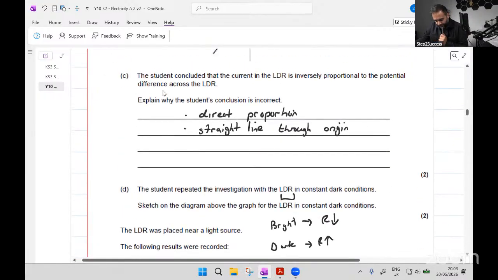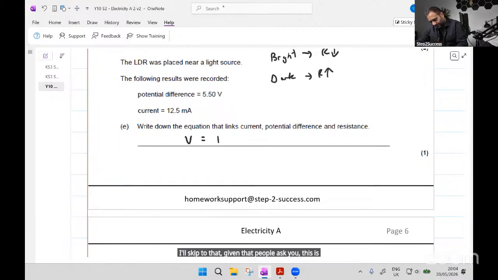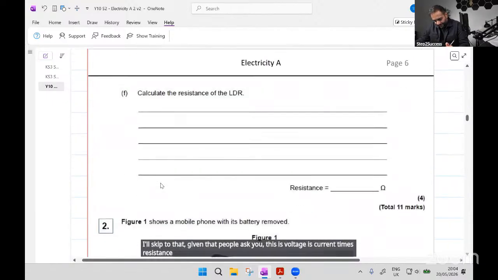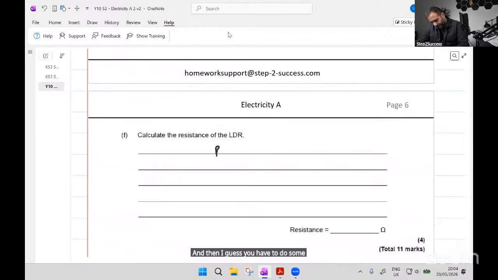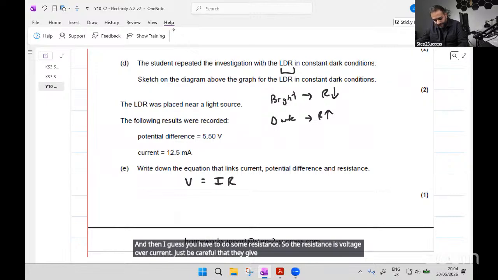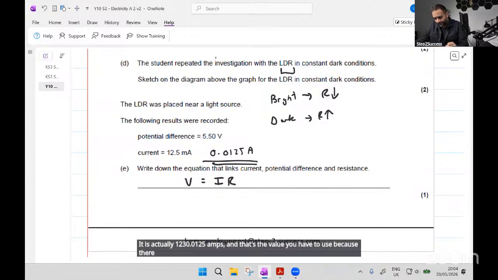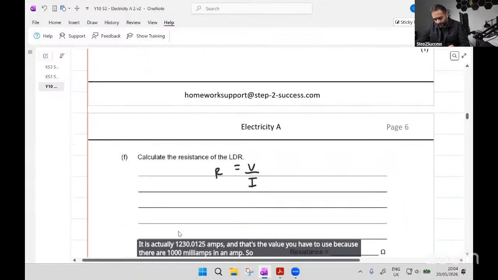4B and all the at the end. Right, I'll skip to that, given that people ask. Voltage is current times resistance. And then you have to do some resistance, so the resistance is voltage over current. Just be careful that they give you current in milliamps, which means it is actually 0.0125 amps, and that's the value you have to use because there are 1,000 milliamps in an amp. So you have to convert it before you use the numbers.